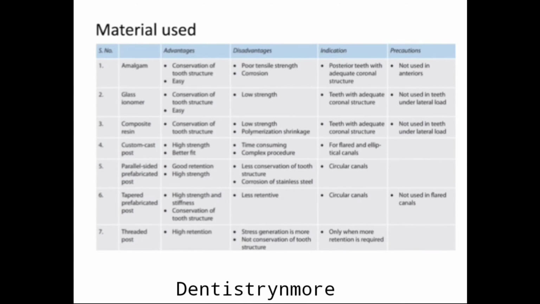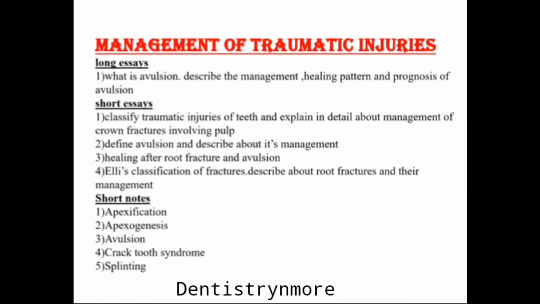The materials used are mainly amalgam, as we mentioned earlier, glass ionomer, and composites, and their advantages, disadvantages, indications and precautions are all given. So this is all about the restoration of the endodontically treated tooth. Now we are moving to the next topic, that is management of traumatic injuries.